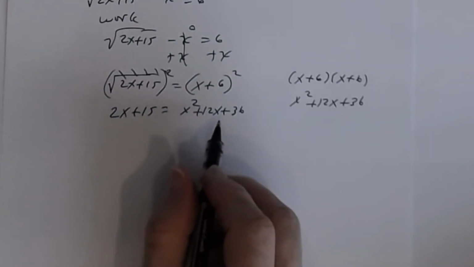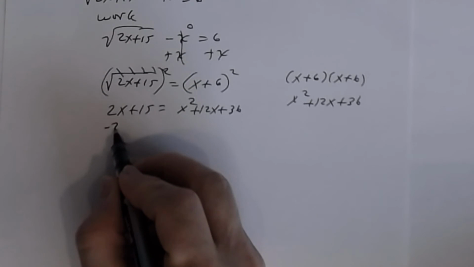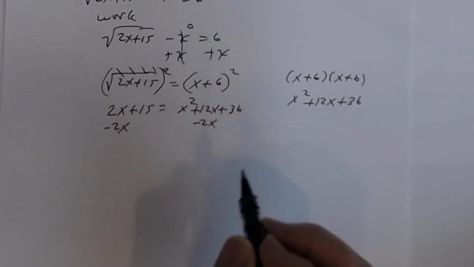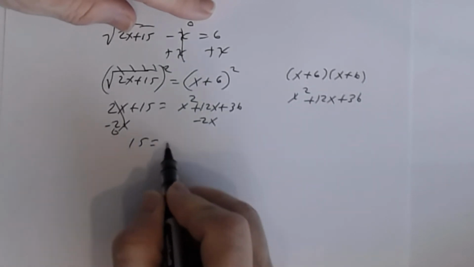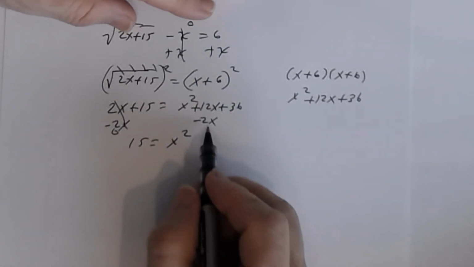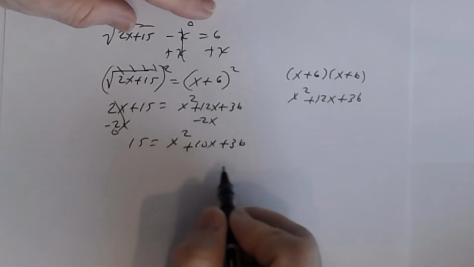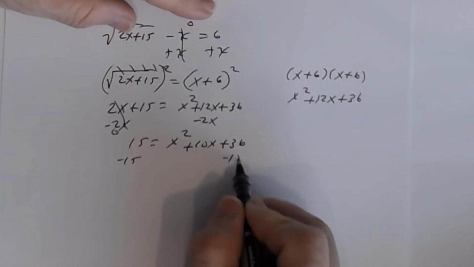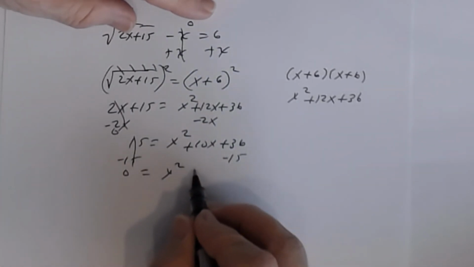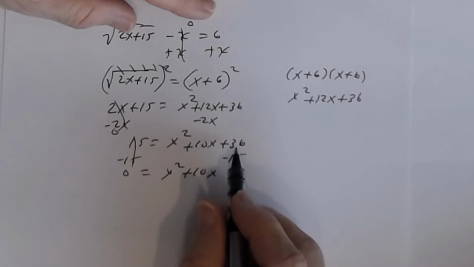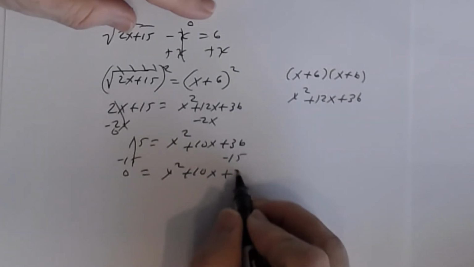Okay, so this is quadratic now, so I'm going to bring all the terms to one side. So let's do one at a time, though. So I'm going to subtract 2x from both sides. And so 2x minus 2x is 0, so I get 15 equal x squared. 12x minus 2x is 10x plus 36. Subtracting 15 from both sides, I get 15 minus 15 is 0 equal x squared plus 10x. And then 36 minus 15 looks like, what's that, a 21, positive 21?